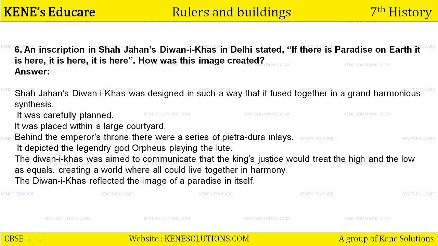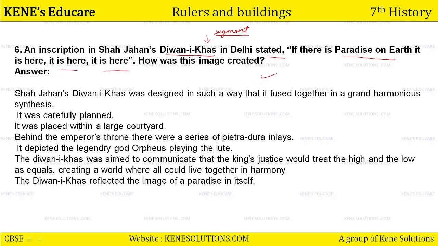Okay, now coming on to question number 6. An inscription in Shah Jahan's Diwan-e-Khas. That means the segment of the palace which was for special people. वहाँ पे merchants, traders, important ministers and scholars used to come, right? Okay. An inscription in Shah Jahan's Diwan-e-Khas in Delhi stated, if there is paradise on earth, it is here, it is here, it is here.